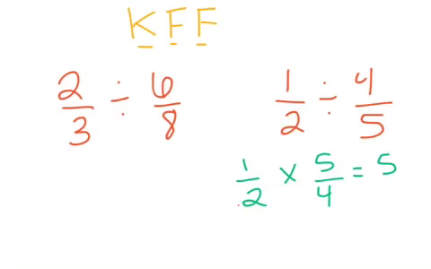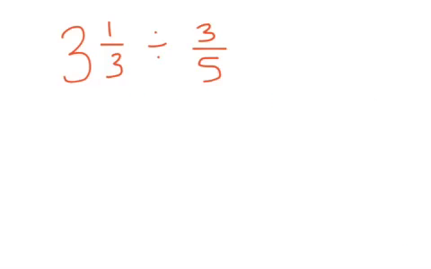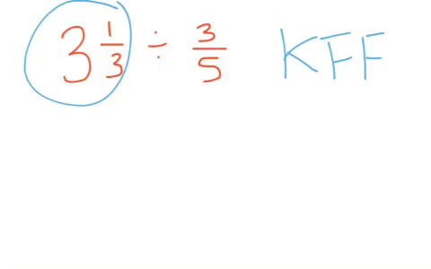When we multiply straight across, we get 5/8, and there's no simplifying to be done there, so that will be our final answer. Before you can keep flip, flip, you have to change any mixed numbers to improper fractions. This was the same rule that we had for multiplying.